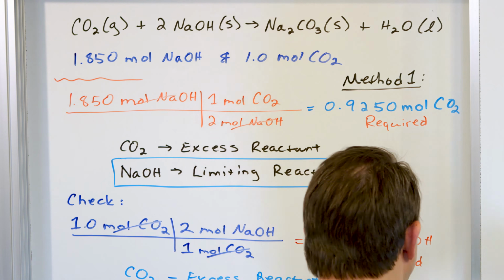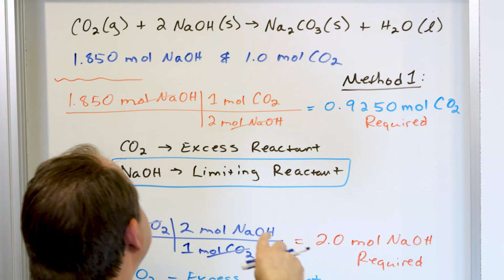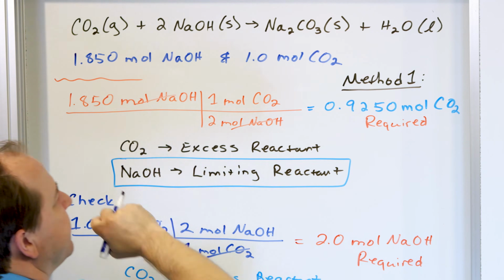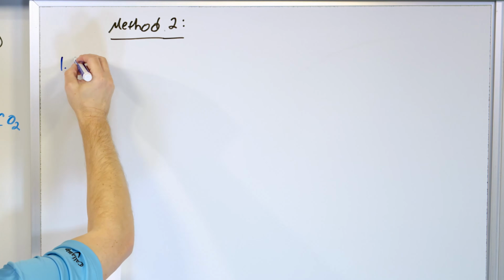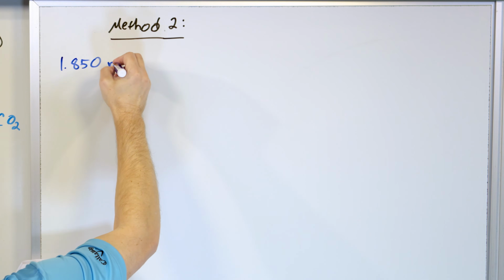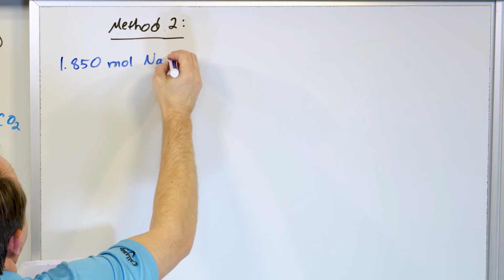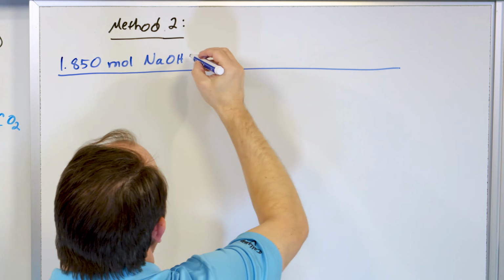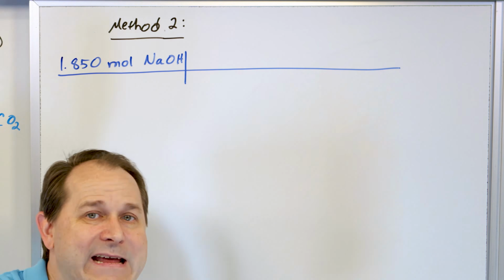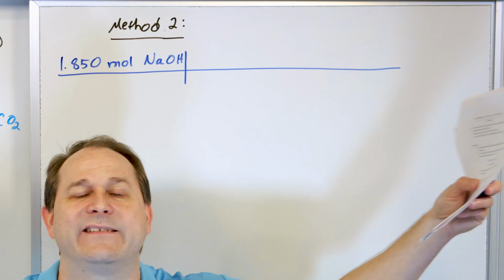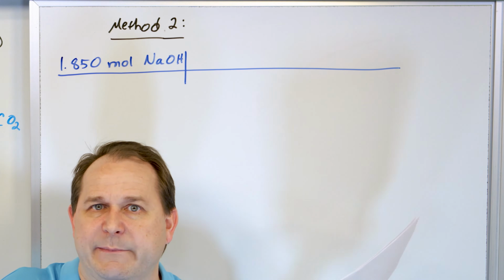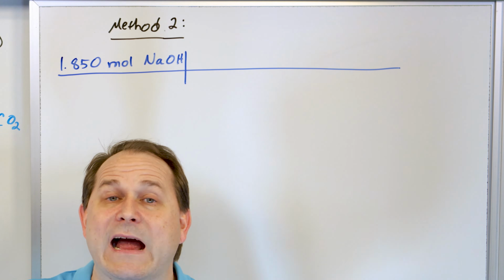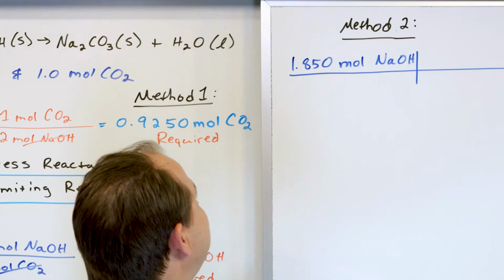All right? So what we say is that we're reacting 1.850 moles of sodium hydroxide, NaOH. Now what we're going to do is ignore the other reactant. We're going to basically pretend that the other reactant is an excess reactant and that this is the limiting reactant, so to speak. And we're going to calculate how much product we would actually form in this case.